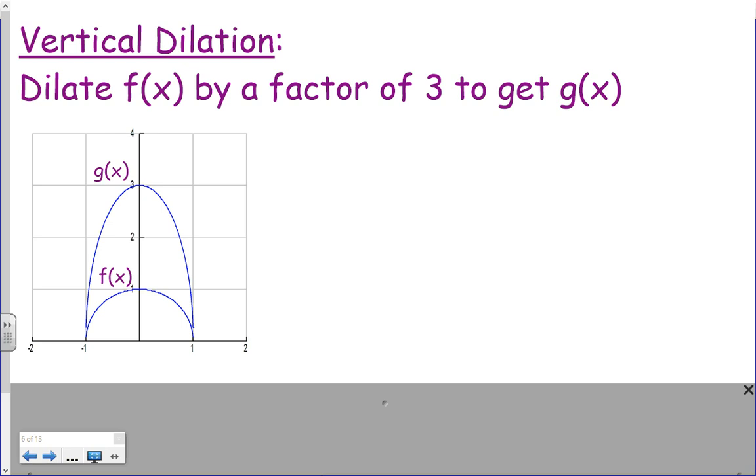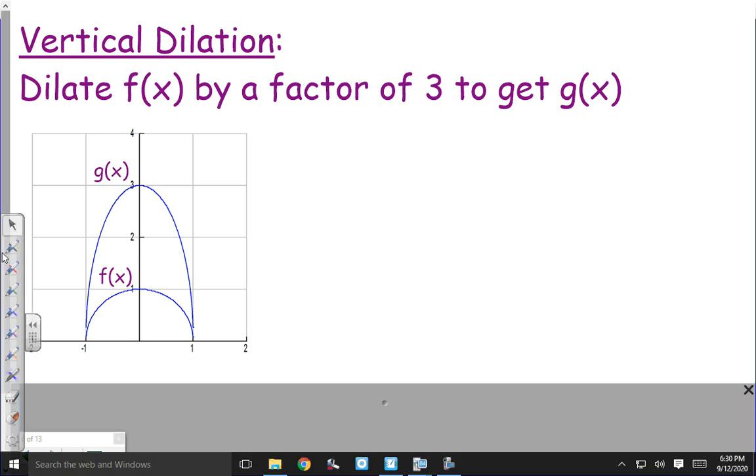Dilating means we're stretching it, or it could be shrinking it. In this case, we're going to stretch it by a factor of 3. If that factor is less than 1, then you're shrinking it. If it's more than 1, we're stretching it. All right, so let's set this up in much the same way here.